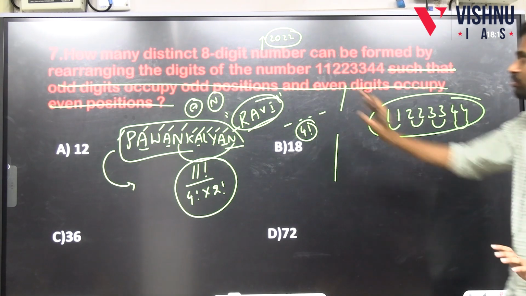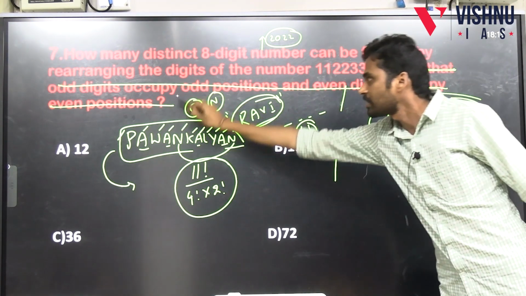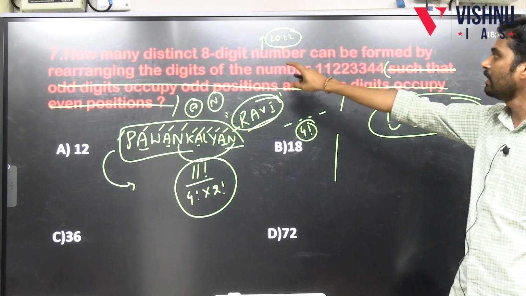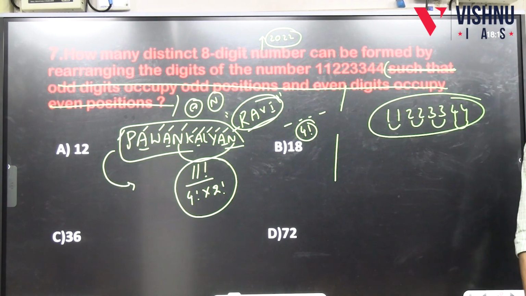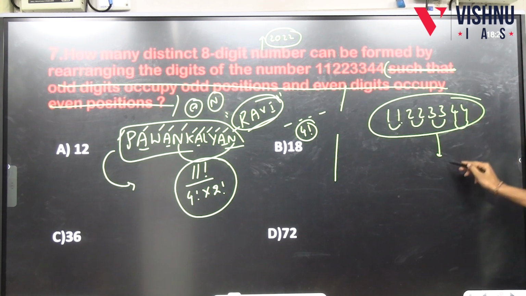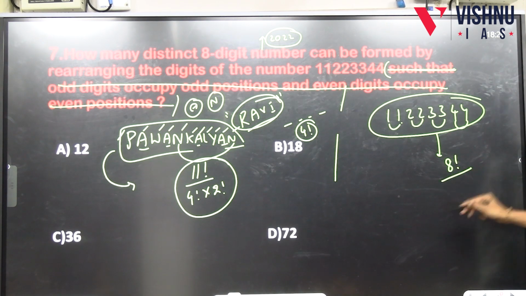If the question is asked in this way, so the condition is not given, you just remove this condition. If the question is asked how many distinct 8-digit numbers can be formed by rearranging the digits of the number 11223344, here the digits are repeating, right? So first of all, we will take all the digits, how many we are using: 2, 4, 6, 8. So 8 factorial divided by 2 factorial, since 1 is repeated 2 times, 2 factorial for 2, 2 factorial for 3, and 2 factorial for 4. So this is the final answer when the condition is not given.